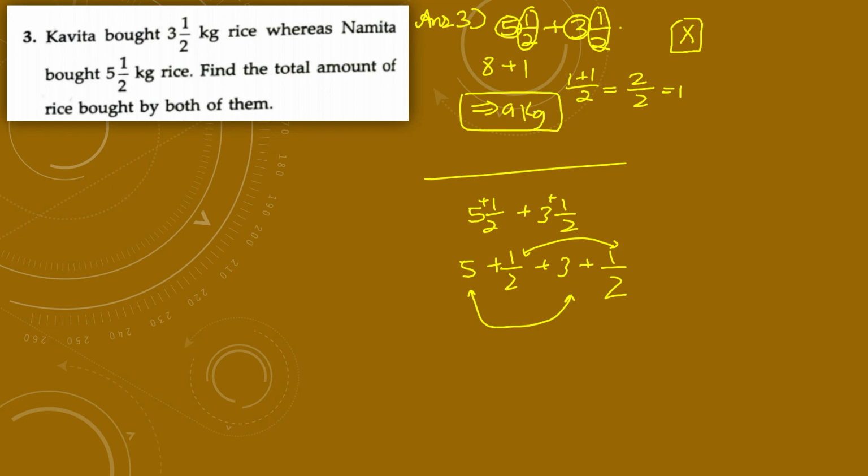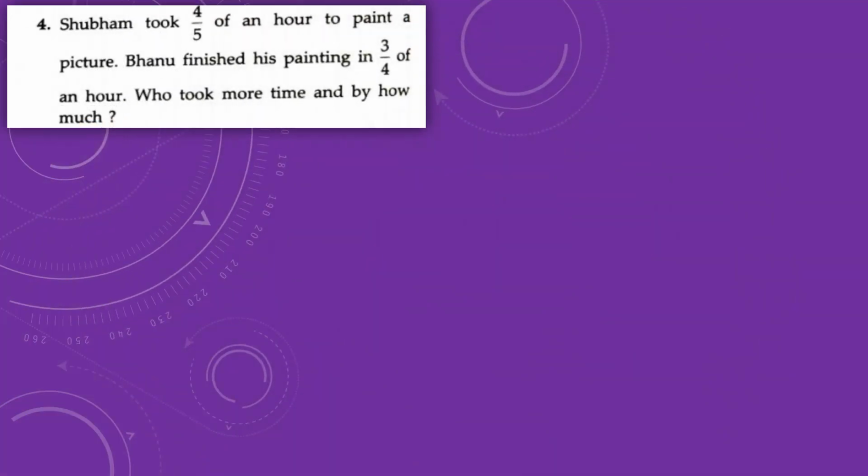Okay my friends, now for the fourth question. Shubham took 4/5 of an hour to paint a picture. Banu finished this painting in 3/4 of an hour. Who took more time and by how much?